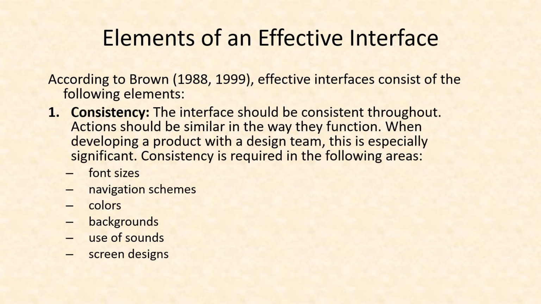Brown, with his first work in 1988 and furthering his work and updating in 1999, talked about effective interfaces consisting of 5 different elements. Let's briefly take a look at those elements. The first element he suggests is consistency. In other words, when a user looks at any type of technology in any form, is it consistent?